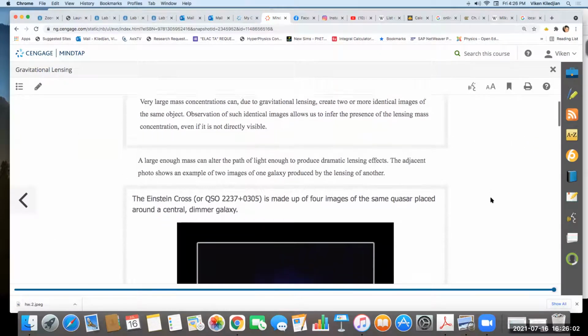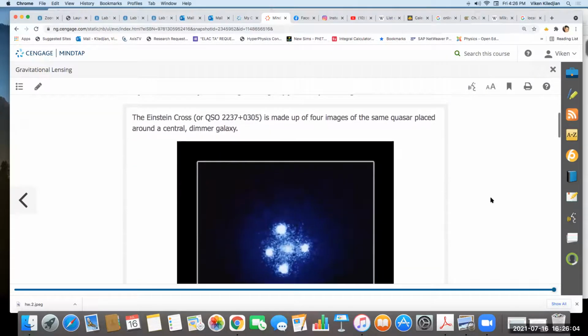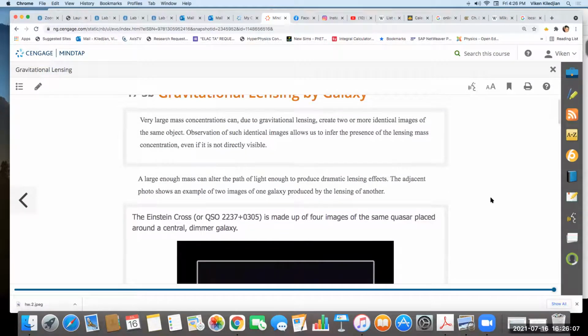Gravitational lensing by a galaxy. Oh, I don't think we saw this picture before. Very large mass concentrations can, due to gravitational lensing, create two or more identical images of the same object. Observation of such identical images allows us to infer the presence of the lensing mass, even if it is not directly visible. So again, it comes back to gravitational lensing. A large enough mass can alter the path of light enough to produce dramatic lensing effects. The adjacent photo shows an example of two images of one galaxy produced by the lensing of another.